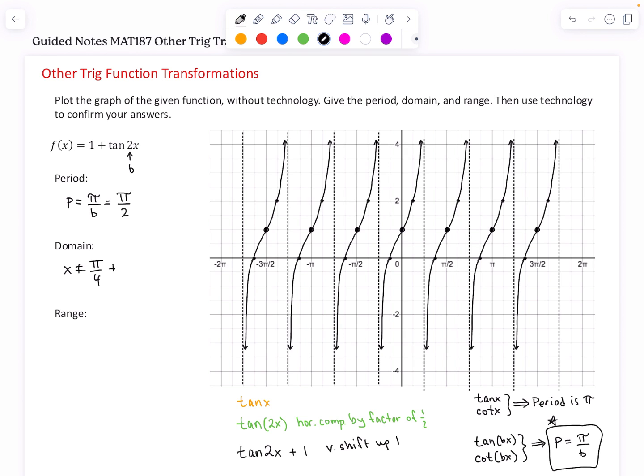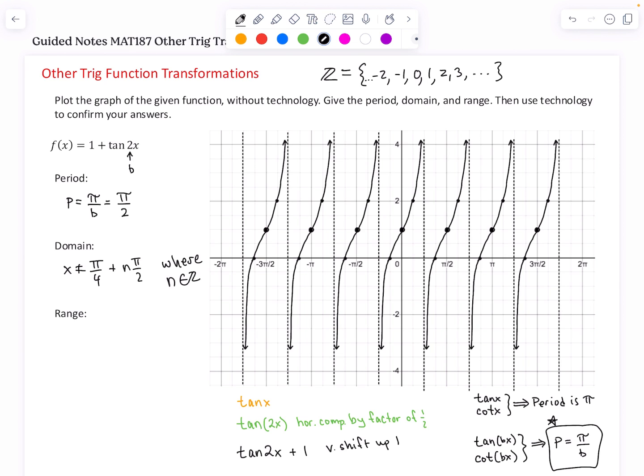So if we add n times the period, where n is an integer, again recall that the integers are all the counting numbers, 0, and all the negatives of the counting numbers. And then the period, of course, is pi halves. So x cannot be pi fourths plus any integer multiple of pi halves. And that's how you describe all of these vertical asymptotes.